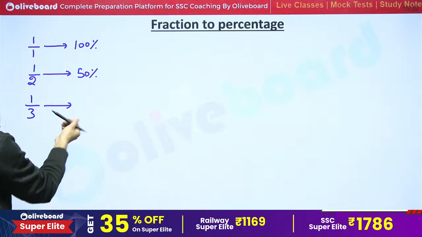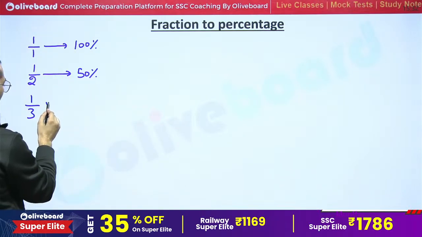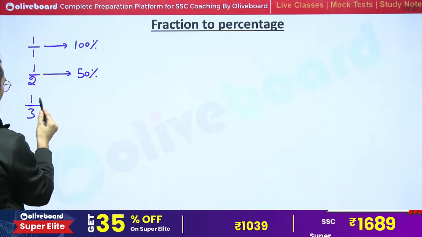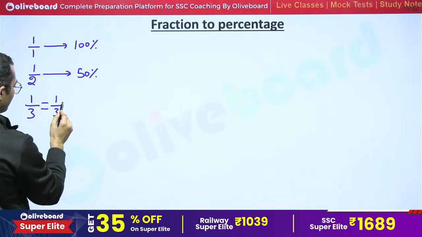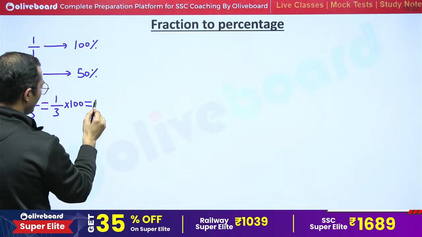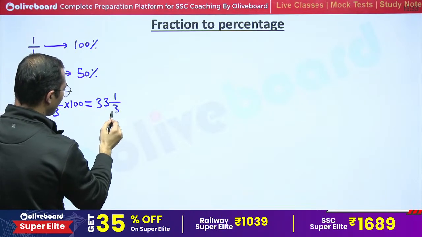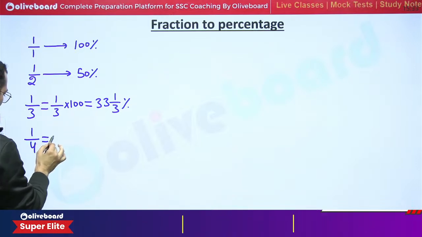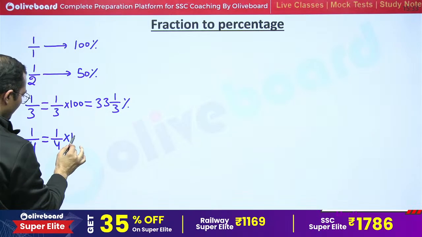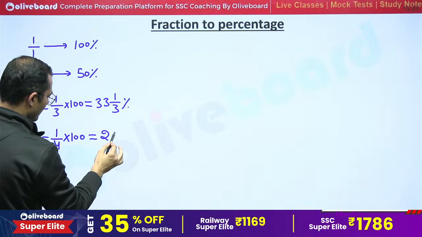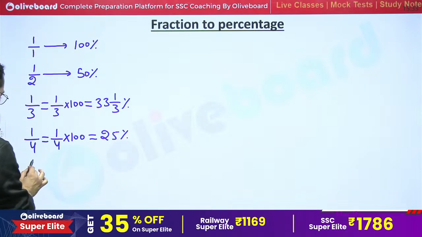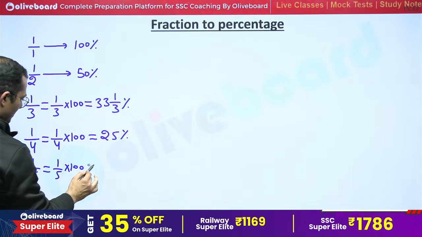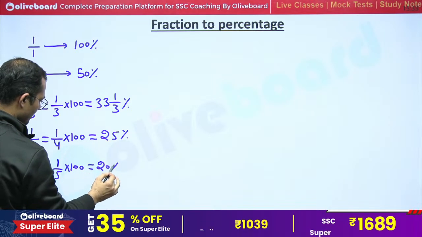So simply we can say that, or if you want to do it like this, you can see. 1 upon 3 fraction, we can write as 1 upon 3 into 100. So simply equal to 33 whole 1 upon 3%, right? Yes. 1 upon 4 is equal to, we can write it 1 upon 4 into 100. So we can write it 25%, right? 1 upon 5 is equal to 1 upon 5 into 100. So we can write it 20%. Simple.